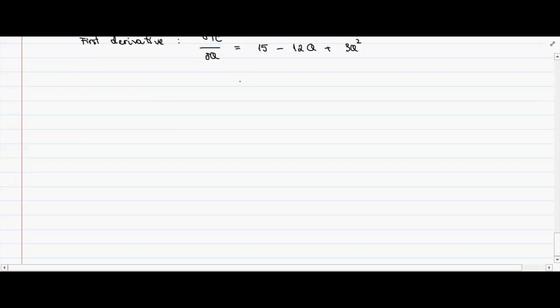Okay, to draw the total cost function, the first thing we would like to do is to find the minimum and the maximum point. So we just find the first derivative, where we differentiate the total cost function with respect to Q, and we get 15 minus 12Q plus 3Q squared. Now, if you play around with this a little bit, you will be able to see that if I take 3 outside, I get Q squared minus 4Q plus 5.